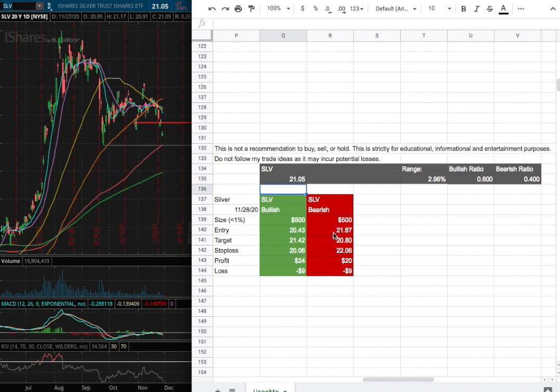However, if I were to open a short entry, my price is at $21.67, and that is this range here. The sell target is at $20.80 and my stop loss is at $22.06.